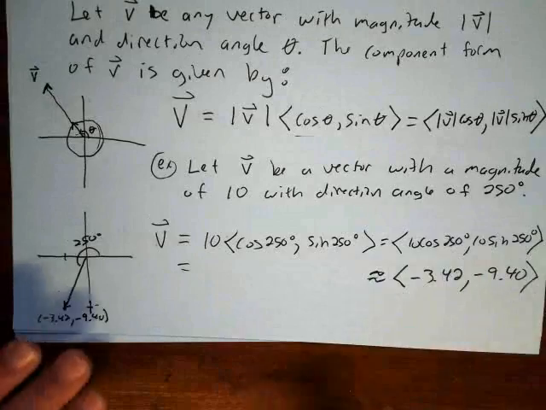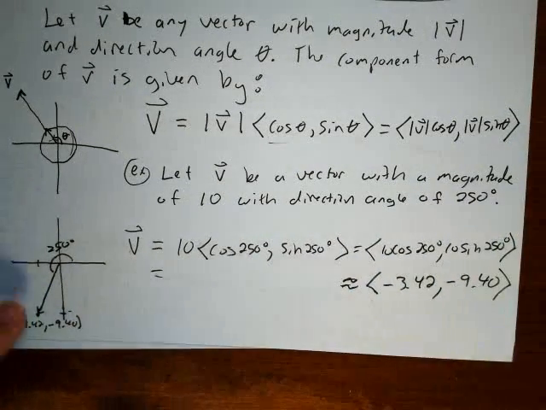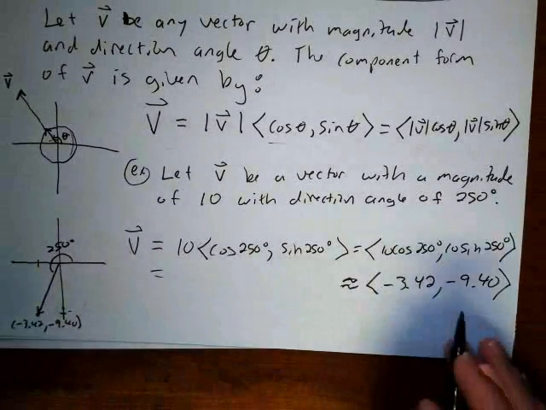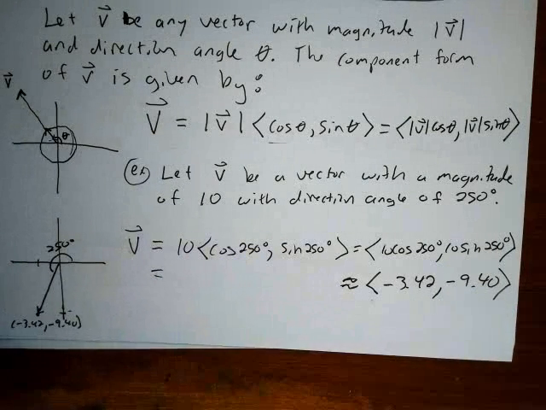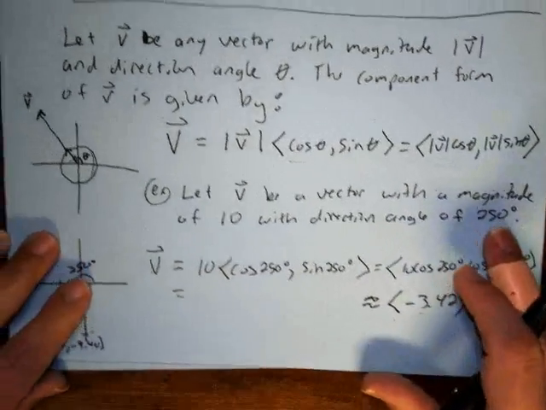So, very, very nice. Very easy way of getting the component form when you're given the magnitude and the angle. Isn't that nice? And then you can just find those, and add them together by just adding the components.